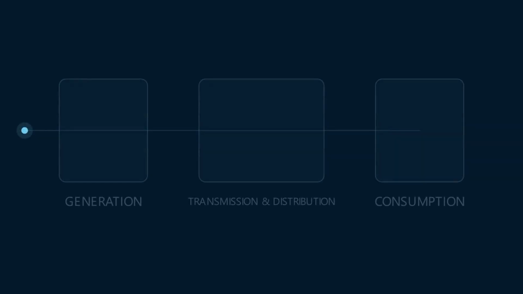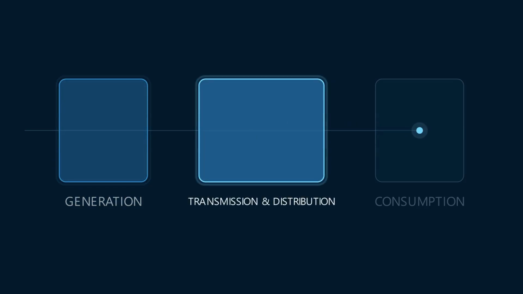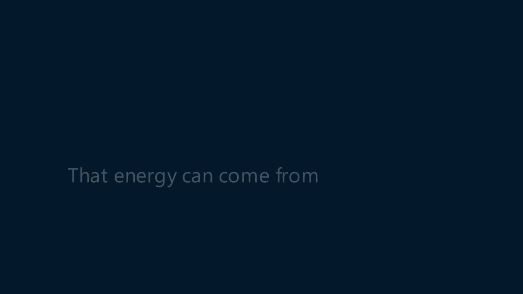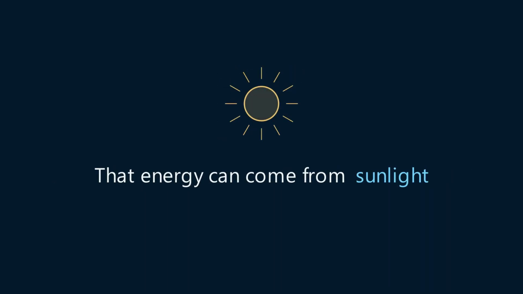To understand the grid, you only need to understand three stages: the generation, the transmission and distribution, and the consumption. Let's begin with the generation. Electricity is not created from nothing. A power plant converts another form of energy into electrical energy. I made a separate video explaining them in more detail, but here we're going to keep it simple. That energy can come from water, underground heat, wind, sunlight, or fuel.